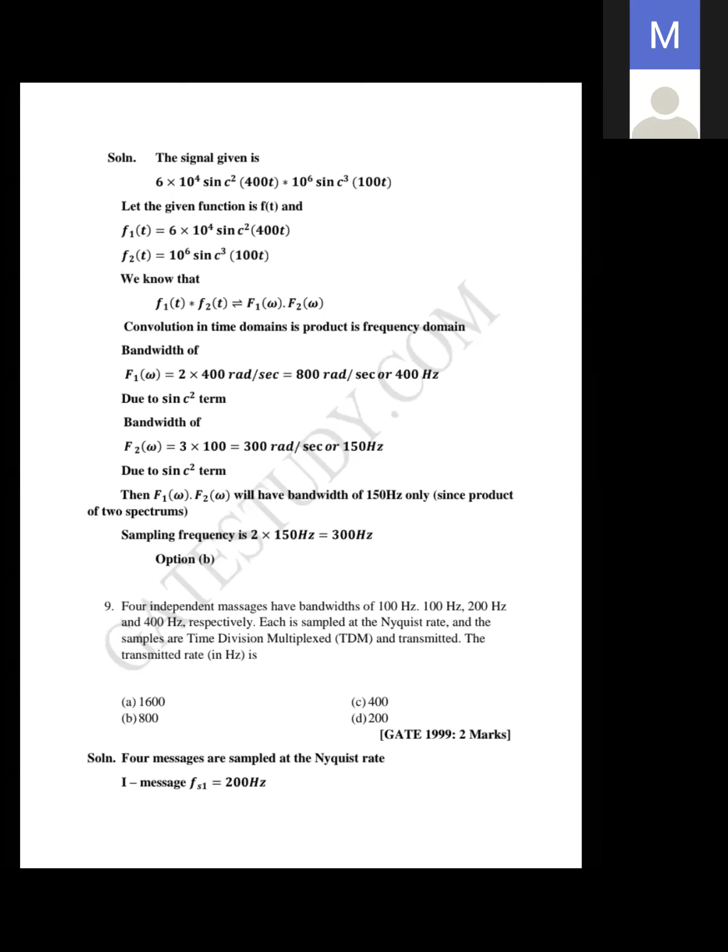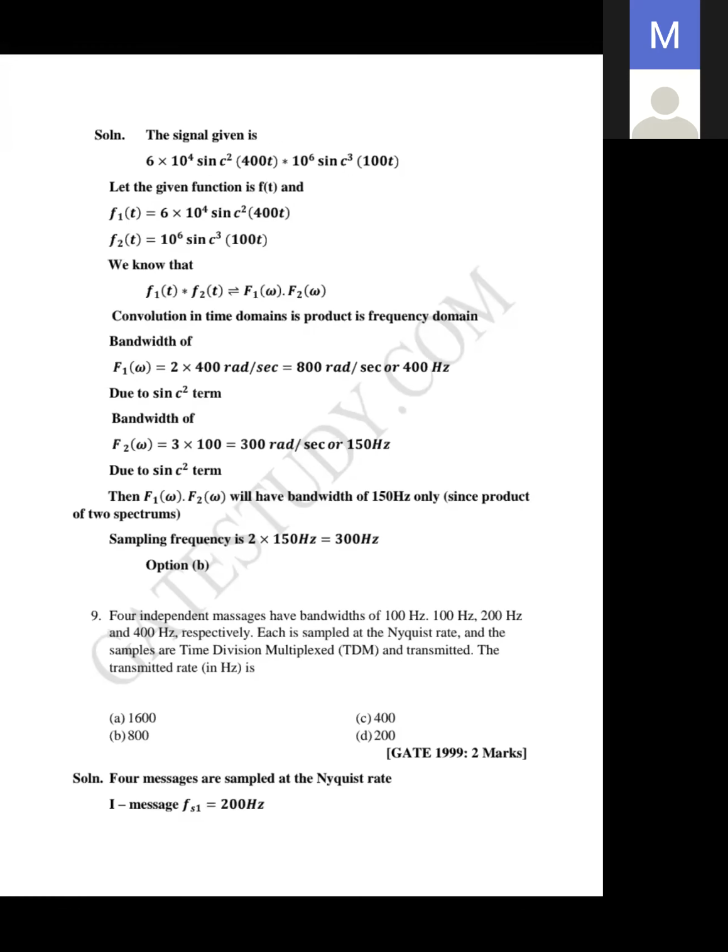So the next question is, 4 independent messages have bandwidths of 100 hertz, 100 hertz, 200 hertz, and 400 hertz respectively. Each is sampled at the Nyquist rate. Okay, so Nyquist rate is nothing but fs is equal to 2 fm. And the samples are time division multiplexed, TDM, and transmitted. So the transmitter rate in hertz is.